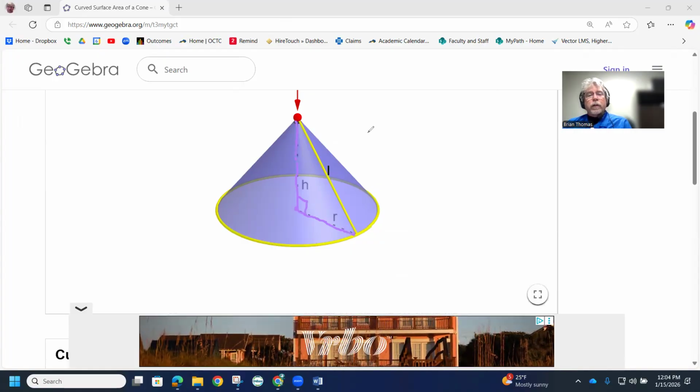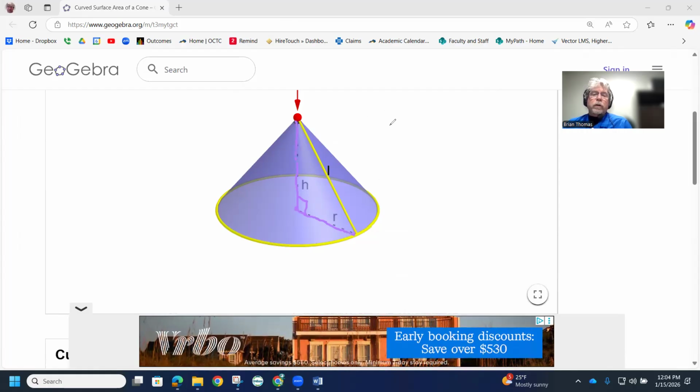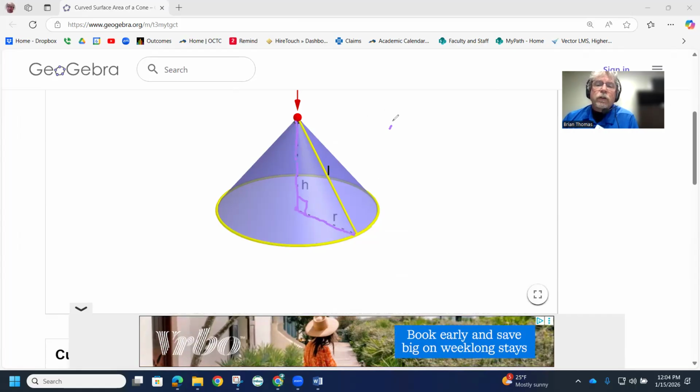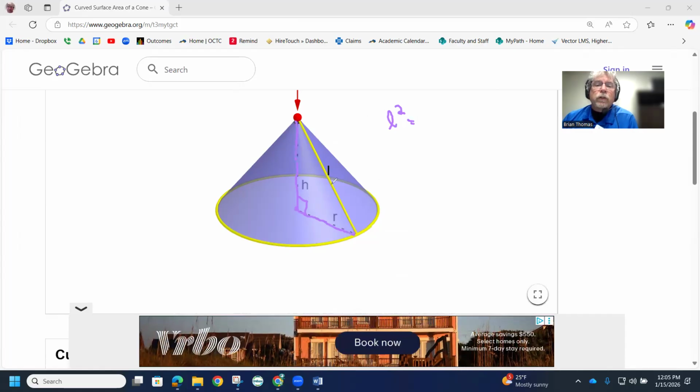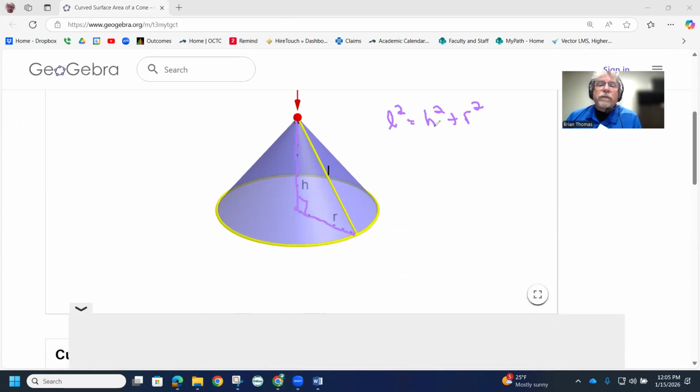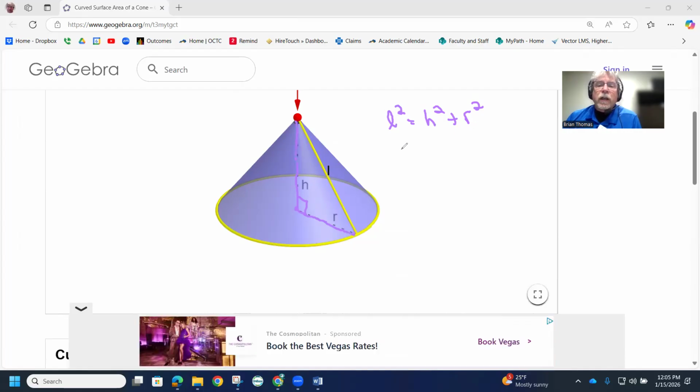So in a right triangle, we know that a squared plus b squared equals c squared, where the c was the hypotenuse and a and b were the legs. So notice how the slant height is actually our hypotenuse. So we can write this, using the Pythagorean theorem, as L squared is equal to h squared plus r squared. So the L can be found if I know the height and the radius by using the Pythagorean theorem.